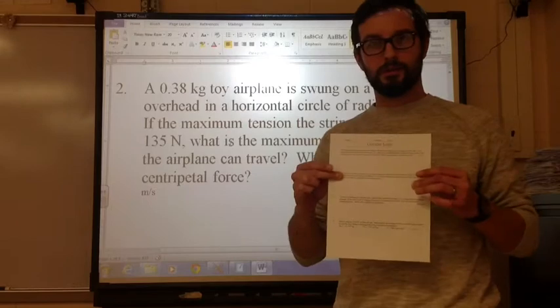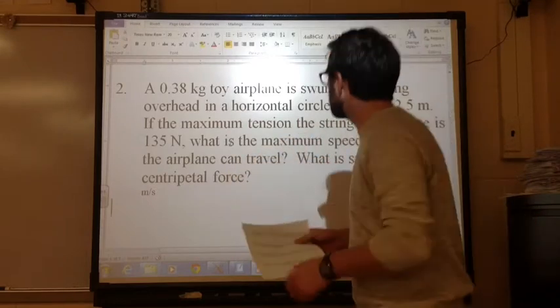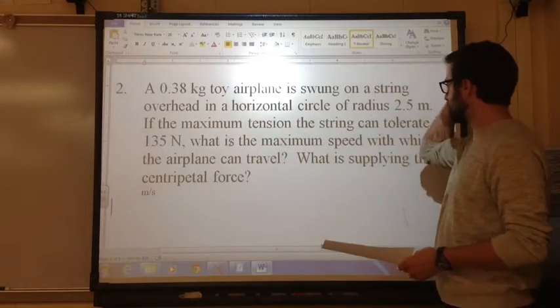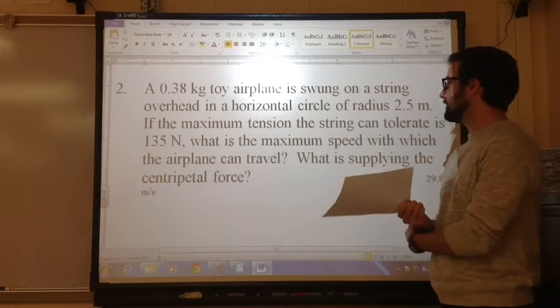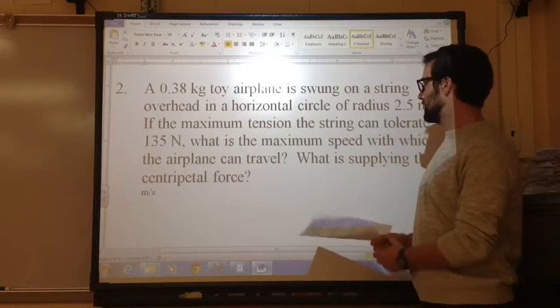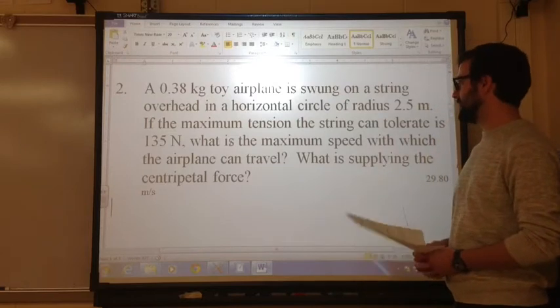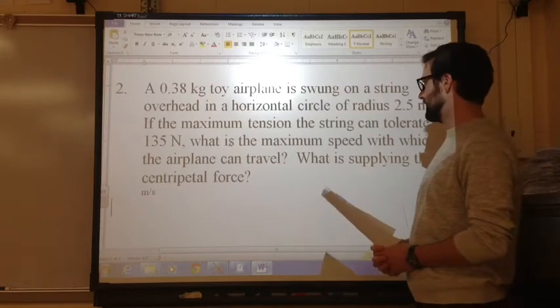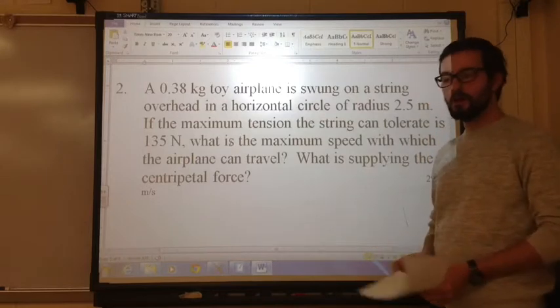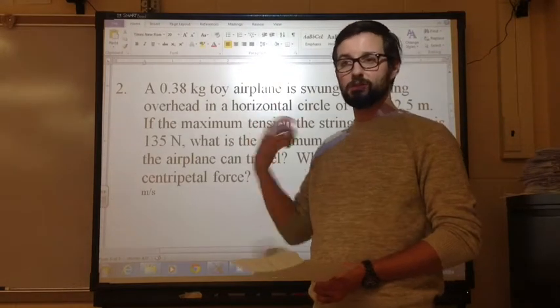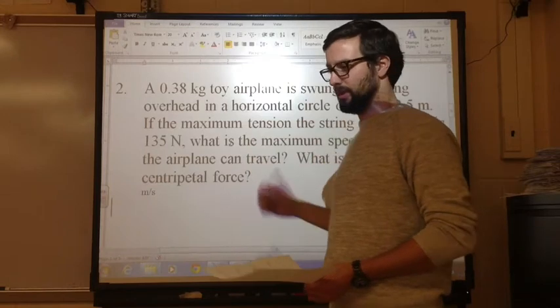Alright, circular logic number 2. So, in this situation, we have a toy airplane that is being swung on a string in a horizontal circle with a certain radius. The string that it's on is able to hold a maximum tension of 135 newtons. So we're being asked here, what's the maximum speed with which the airplane can travel? If you swing too fast, the string's going to snap, and you don't want that to happen.